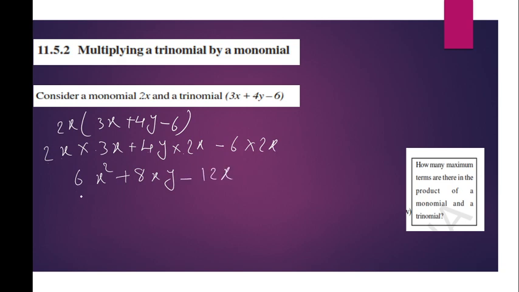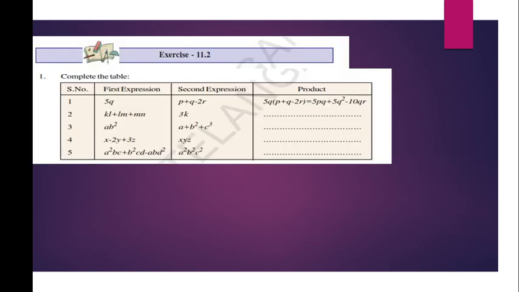Okay, so now how many terms are we getting when you are multiplying a monomial with a trinomial? 3 terms. Now how many maximum terms are there in the product of a monomial and a trinomial? So we will get 3 terms. Okay. Now complete the following table.